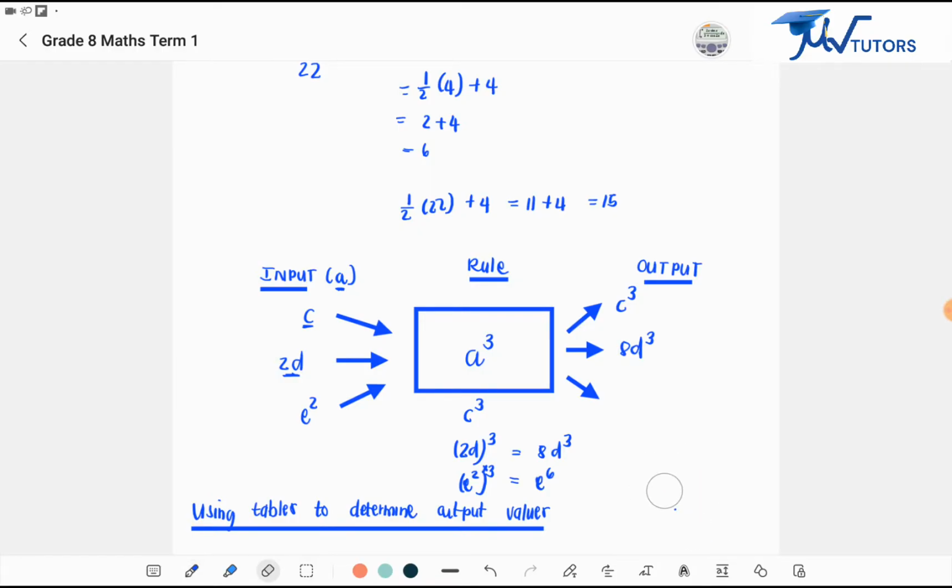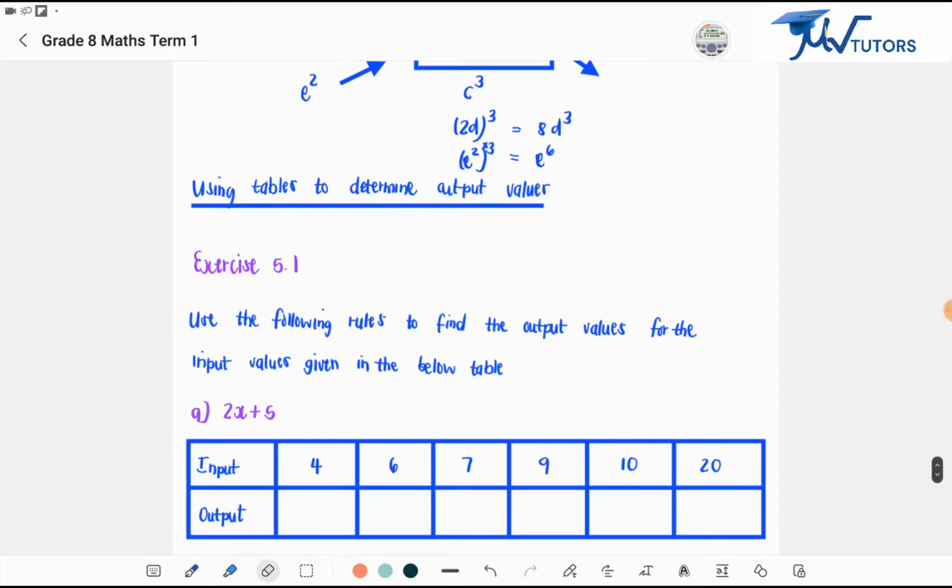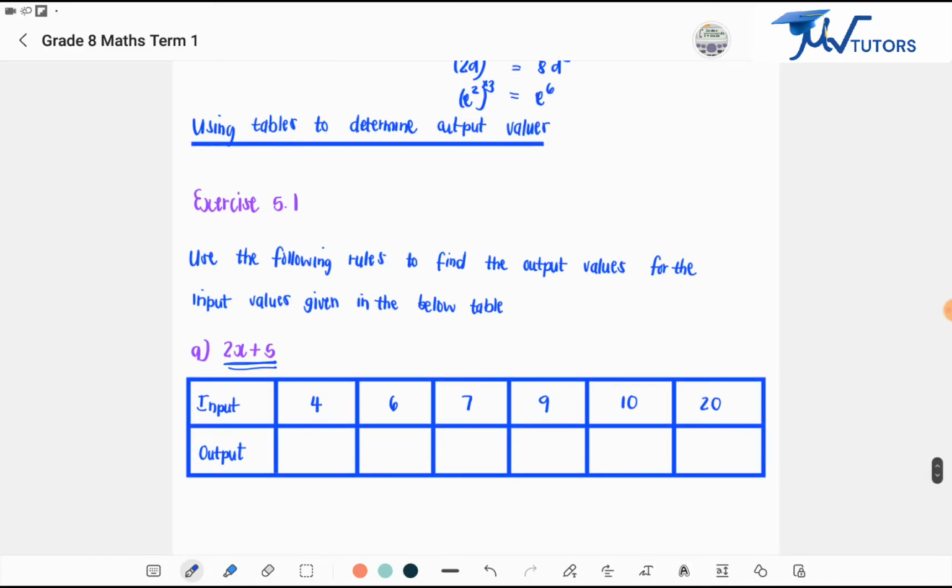And now let's have a look at using tables to determine output values, because they can be quite important. So now it says in exercise 5.1, use the following rules to find the output values for the input values given in the table below. So we have our rule over here. It's 2x plus 5. And then you have an input. So what does that mean? It means in the place of x, we're going to put 4.